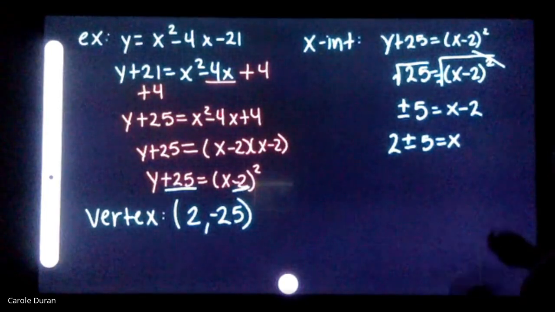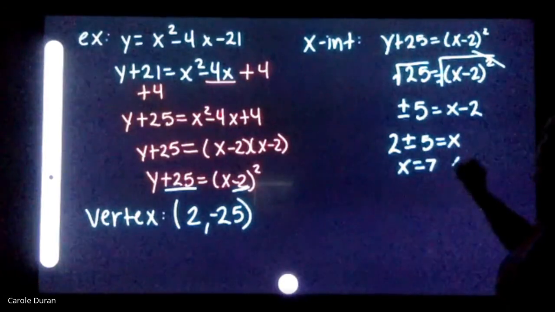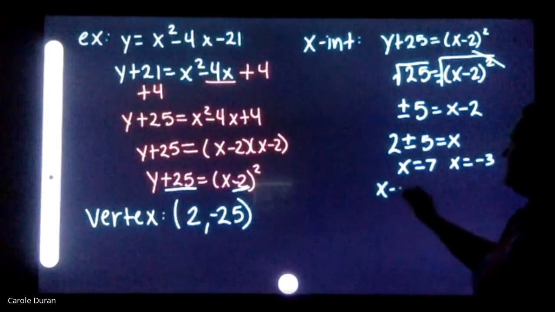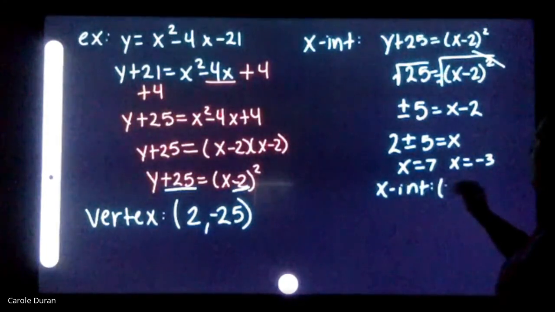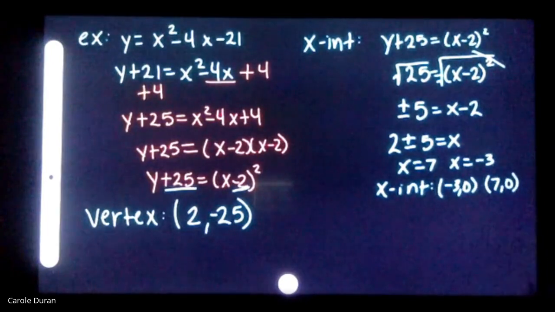Split that into my 2 problems. So 2 plus 5 is 7. 2 minus 5 is negative 3. So my x-intercepts are the points negative 3, 0, and 7, 0.